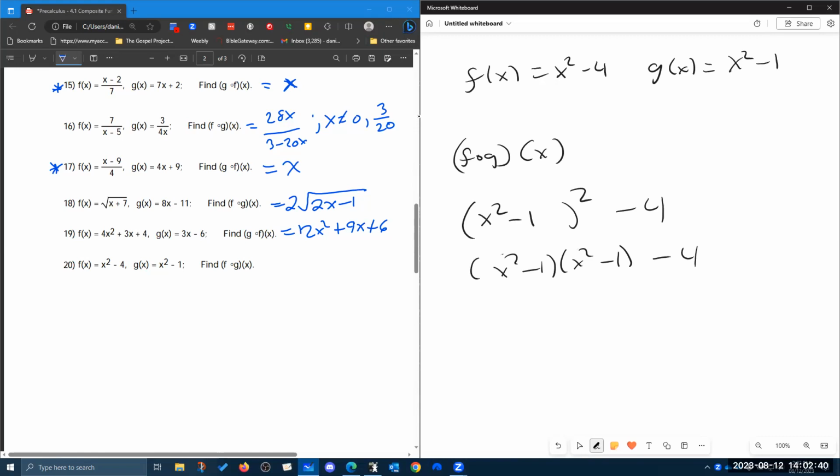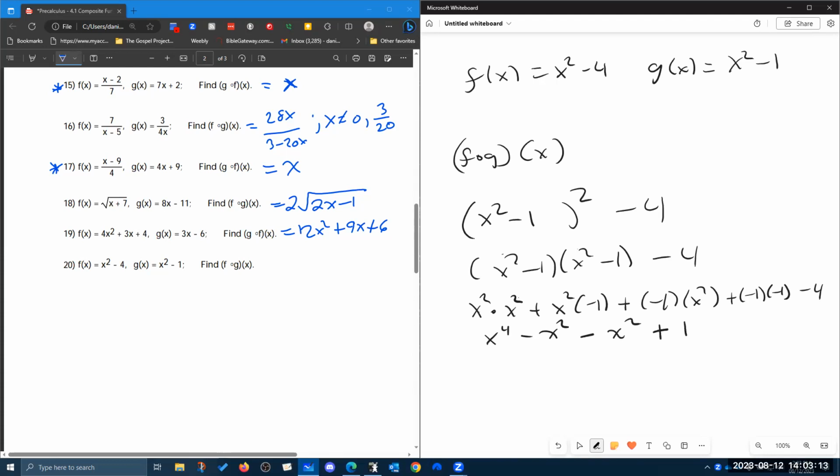So first, outside, inside, last, be x to the 4th, because when I multiply like bases, I add the exponents, minus x squared, minus another x squared, minus a negative, or a negative times a negative, that's going to be a positive. x to the 4th, minus 2x squared, minus 3.